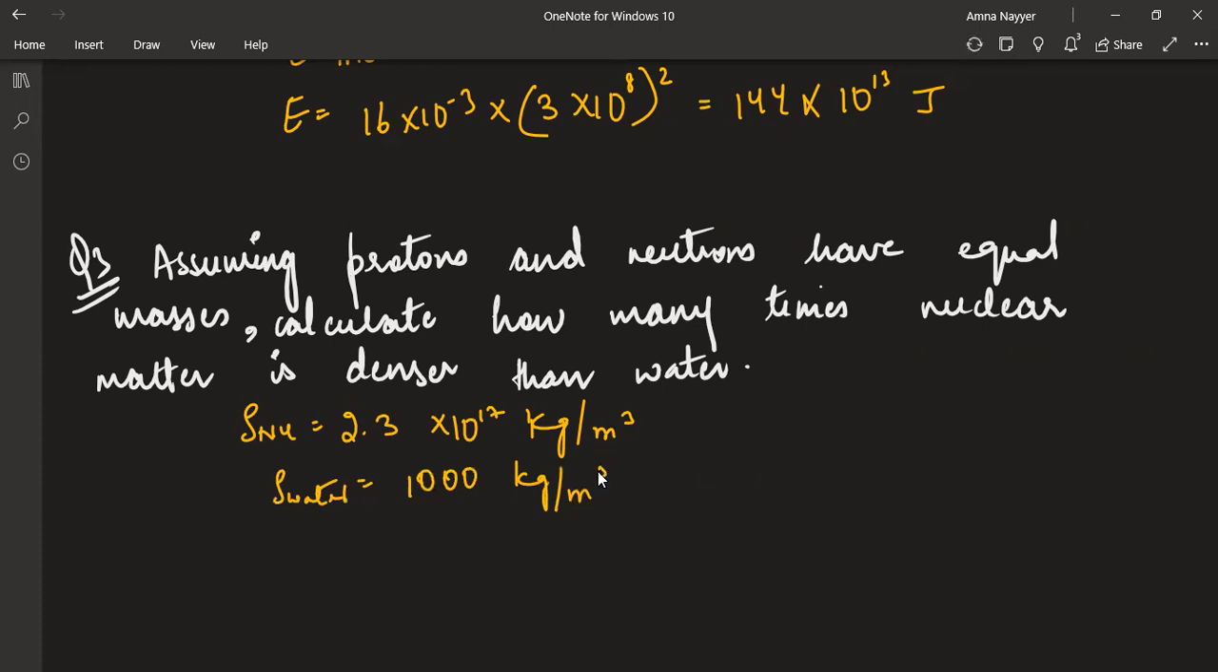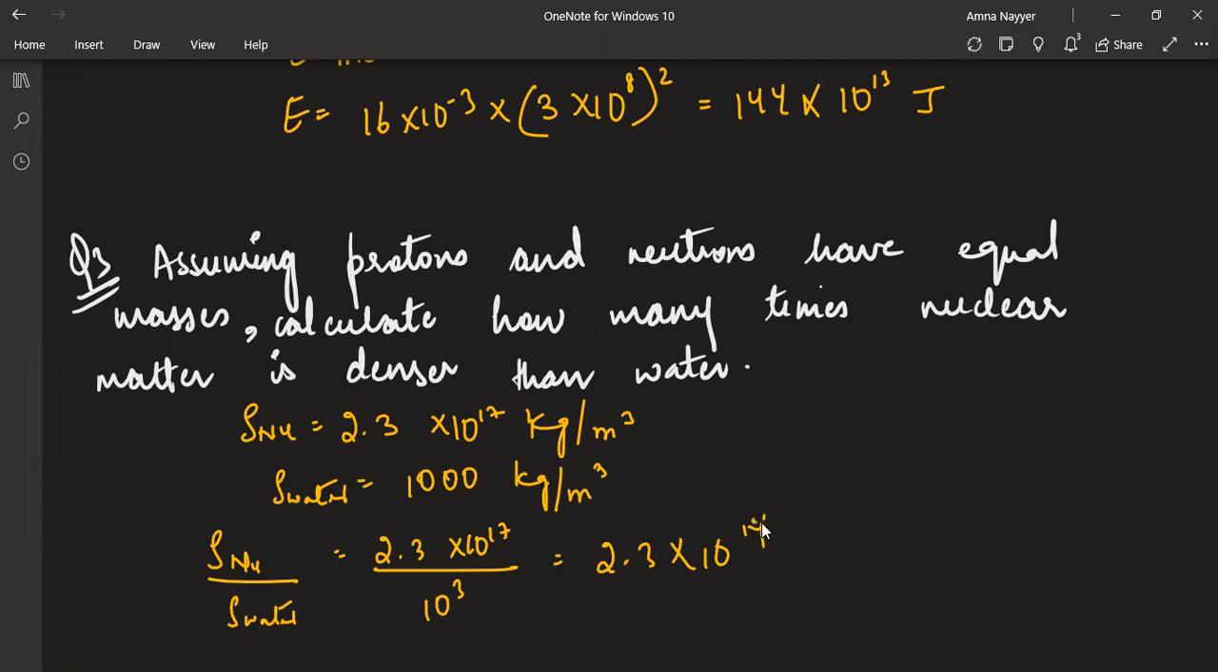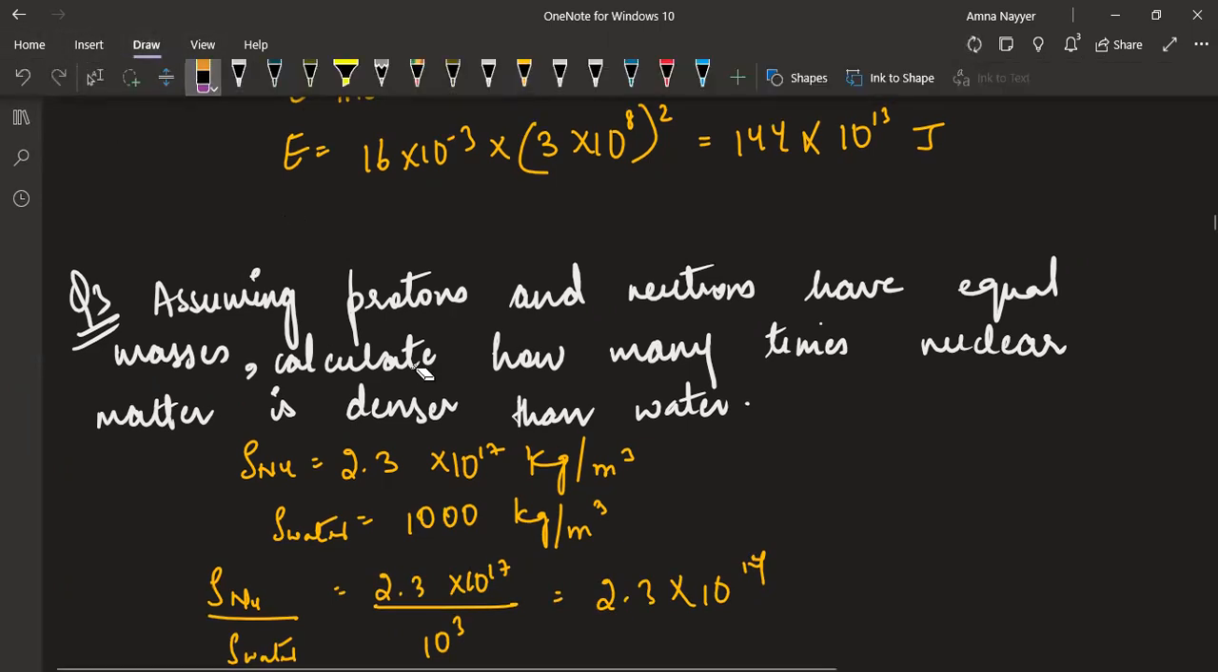Some of these values, class, you have to remember by yourself. The question does not provide them. So to compare the density, let's take the ratio of the density of the nucleus to the density of water. This will be 2.3 into 10 to the power 17 by 10 to the power 3, so 2.3 into 10 to the power 14. This has no unit because the units get cancelled. So this much denser is the nucleus than water.